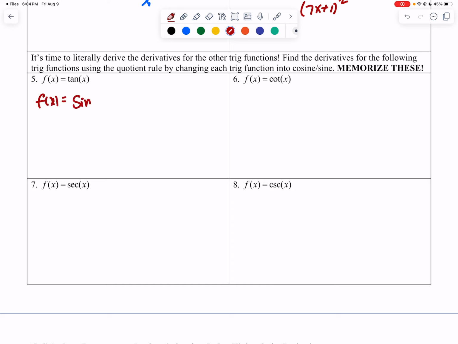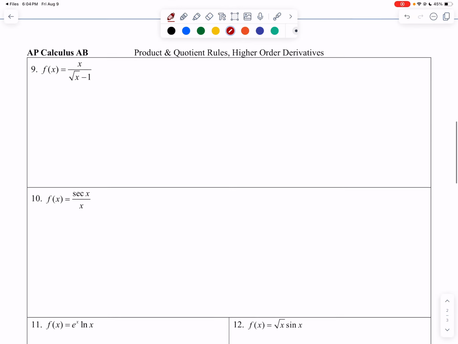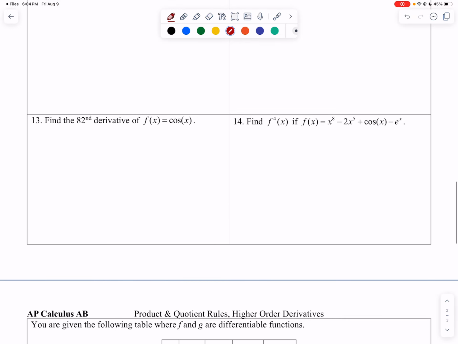Here, as a little preview, what we're gonna do with 5, 6, 7, and 8 is basically turn our trig functions into sines and cosines, and then use quotient rule and call it a day to find these derivatives. And then once we're done, I do expect you guys to memorize these derivatives whenever you take your assessments. But I do want to go down to number 13 and 14 here.